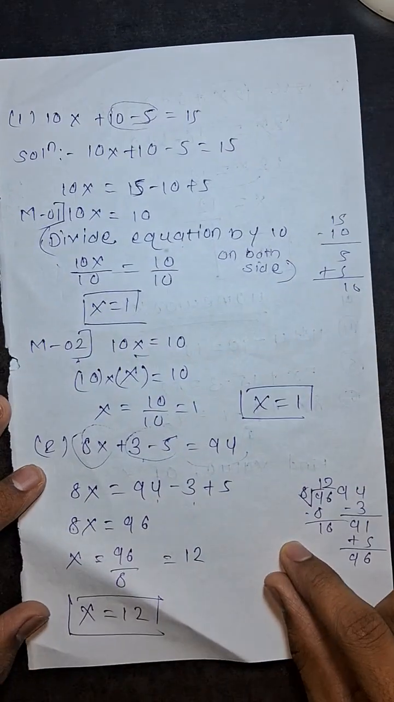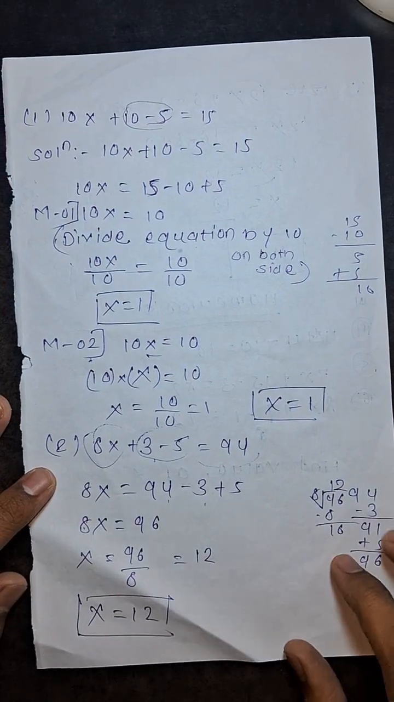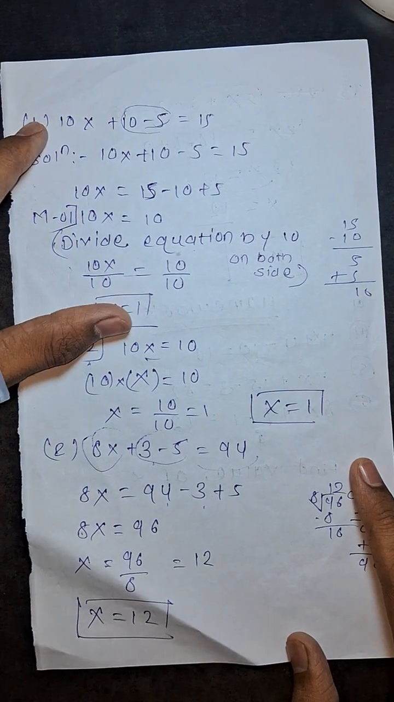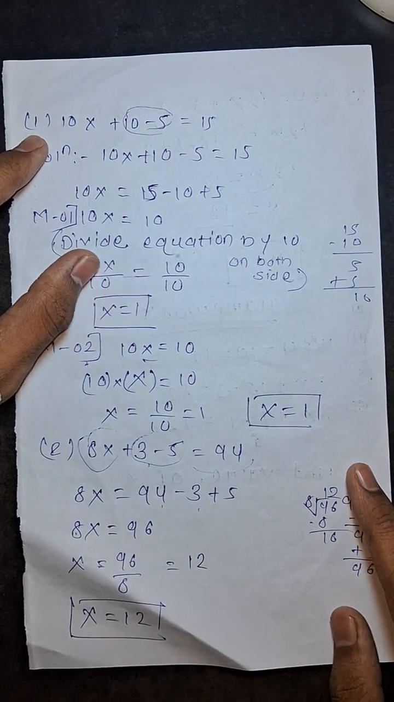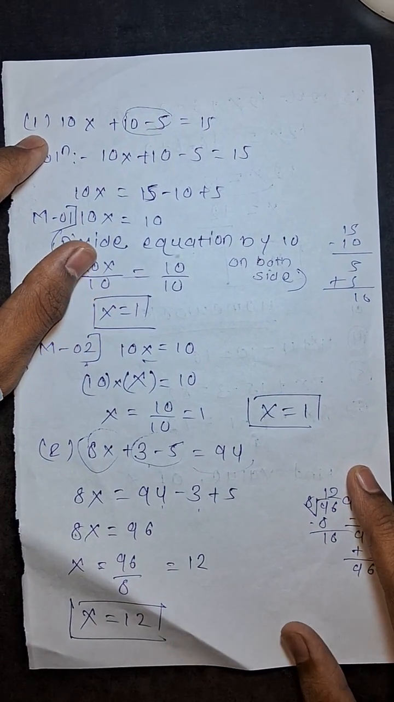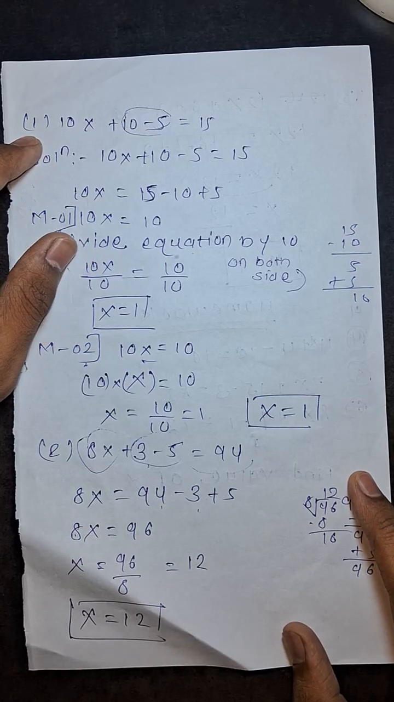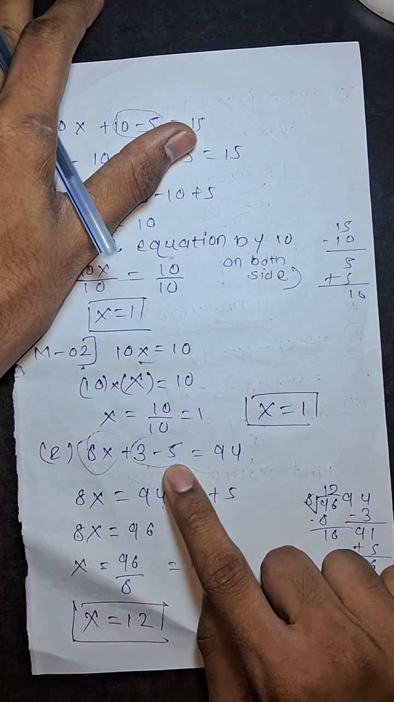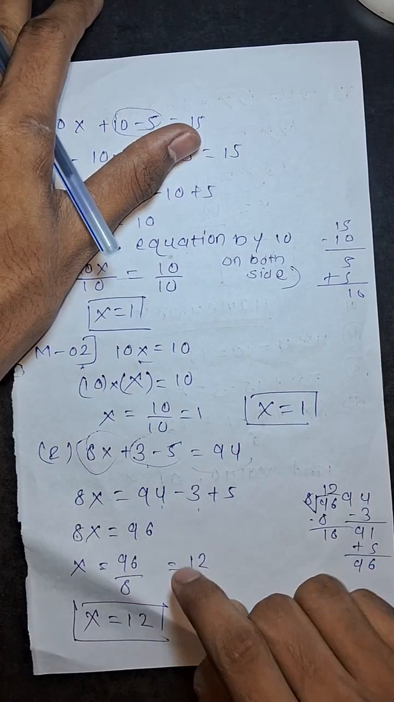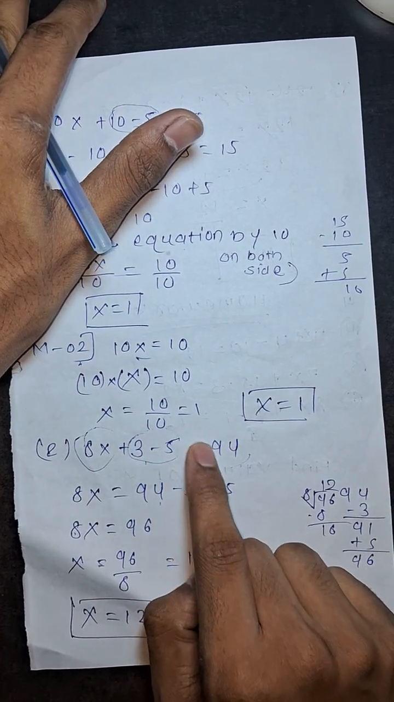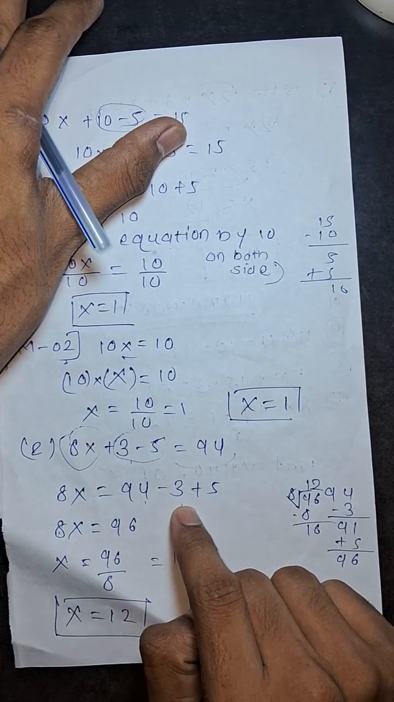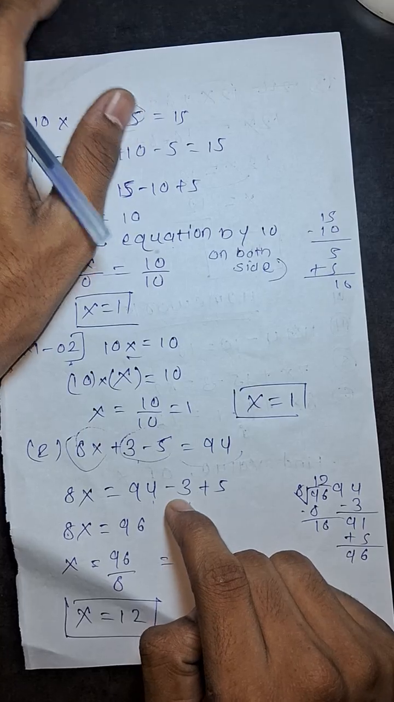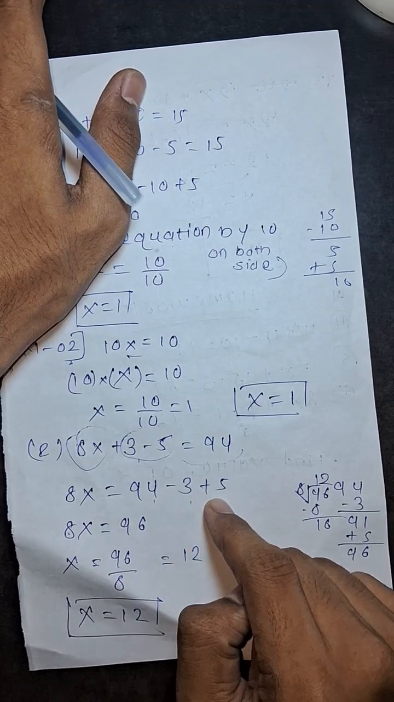Okay, so we'll move to the next question. So question 2 is 8x plus 3 minus 5 is equal to 94. So we will do again that basic thing, 8x is equal to 94 plus 5 minus 3. Okay, I read plus 5 minus 3 from here. So 8x is equal to 94 minus 3 is 91, and 91 plus 5 is 96.